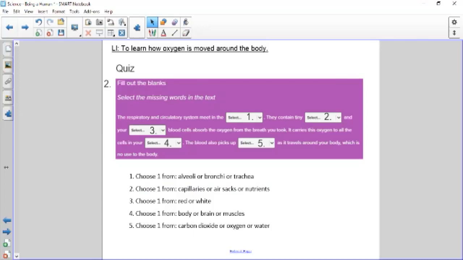The blood also picks up number 5, either carbon dioxide or oxygen or water, as it travels around your body, which is no use to the body. So that's your question 2. Please take your time. You can pause the video now as well.